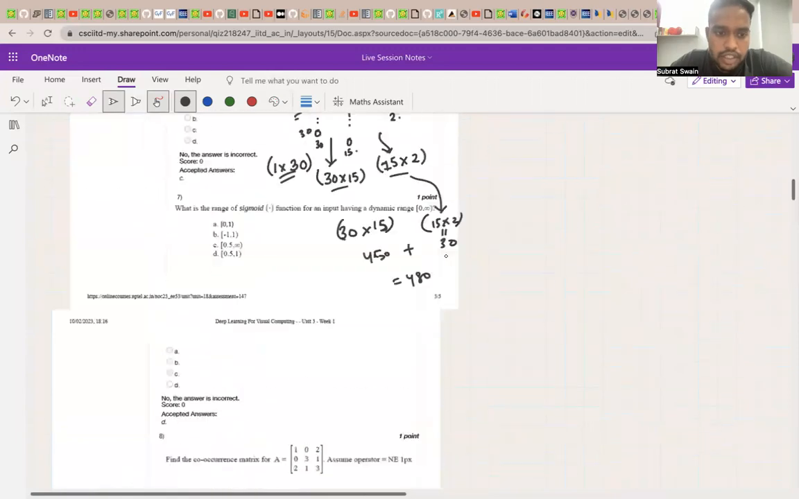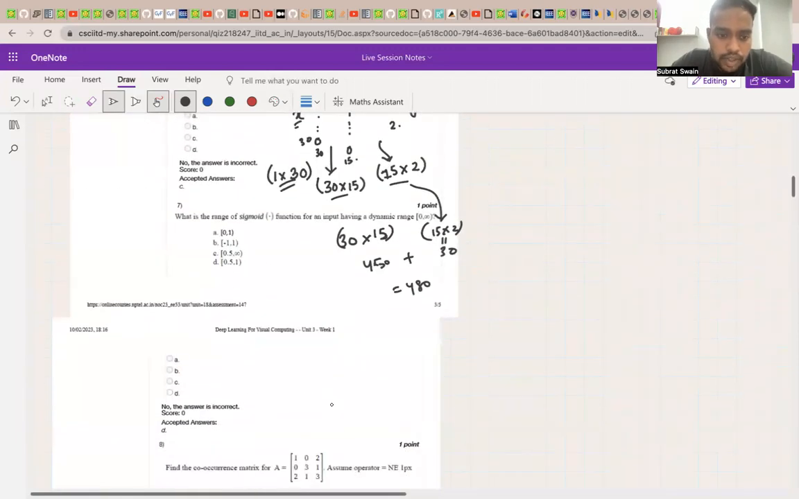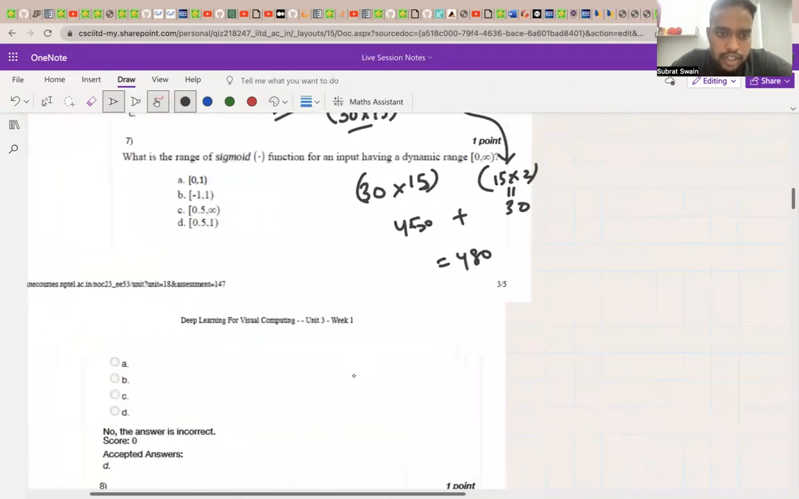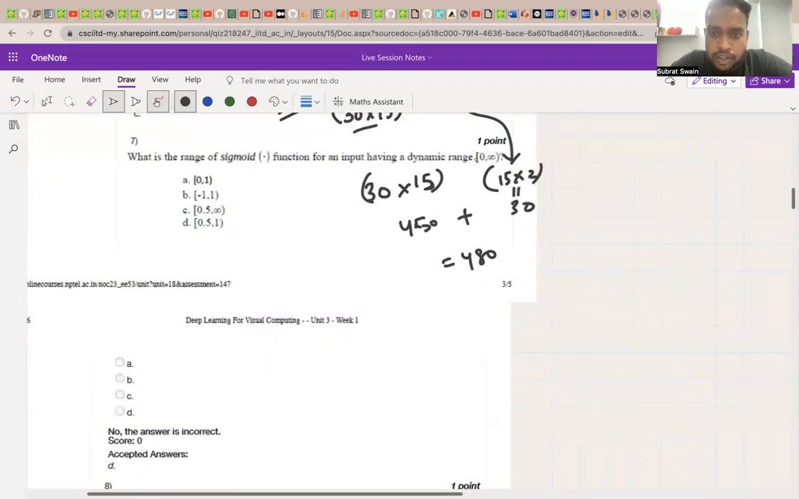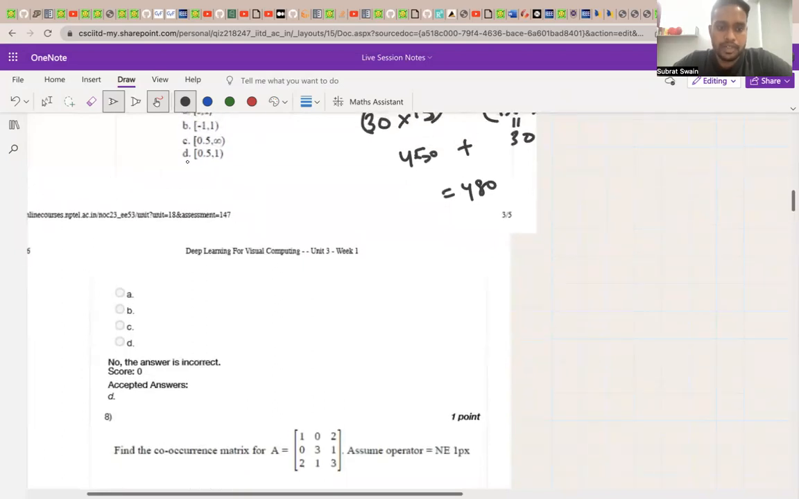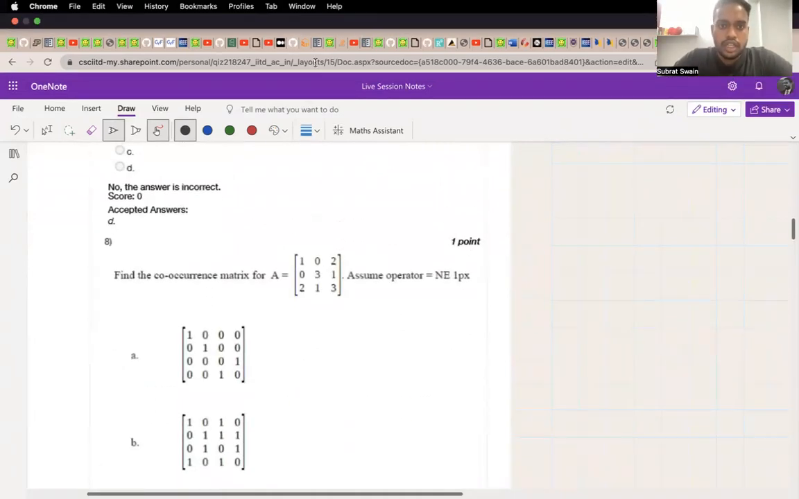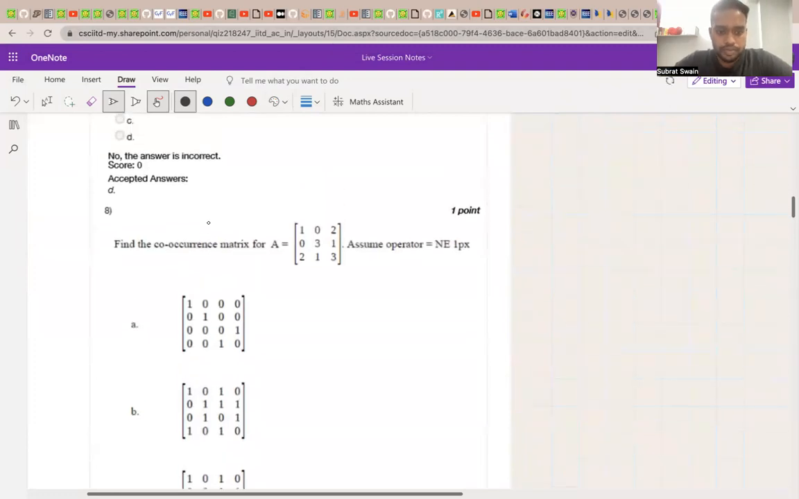Coming back to the question, question number 7: the range of the sigmoid function for an input from 0 to infinity. At point 0 it is 0.5, and at infinity it is 1. So the option will be D, 0.5 to 1. And 0.5 is included and 1 is not included, I mentioned that it is open. So this can also be treated as this.